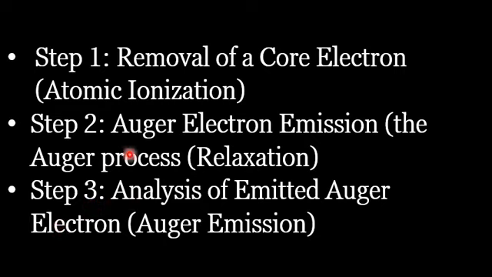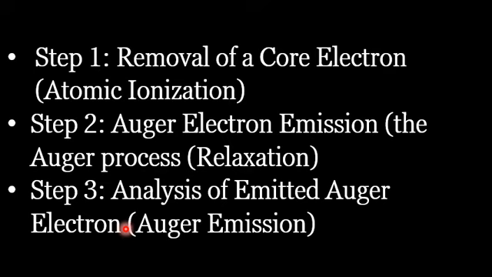So when the characteristic X-rays are released, they interact with any electron present at a higher energy level, and if the energy of the characteristic X-rays is higher than the binding energy of the electron present at the higher energy level, then that electron will be emitted, which is known as an Auger electron. So in the third step, the emitted Auger electron is analyzed by using a detector.